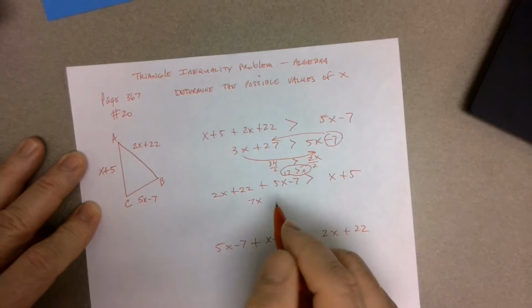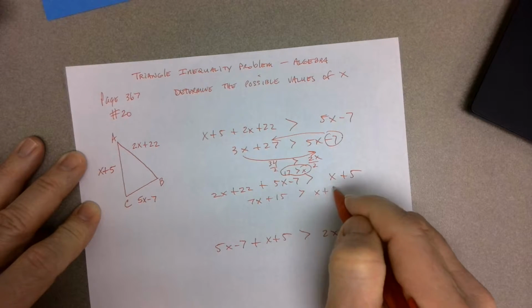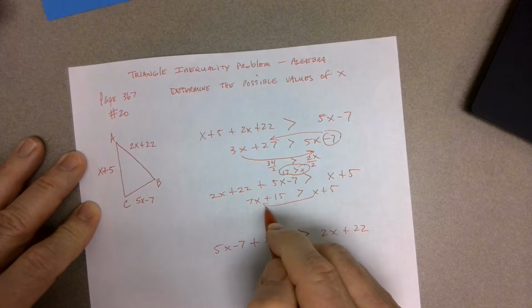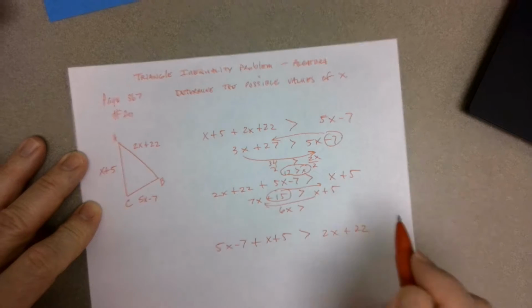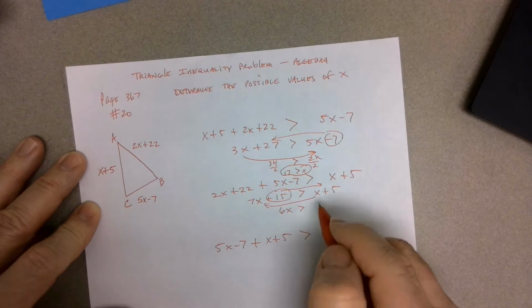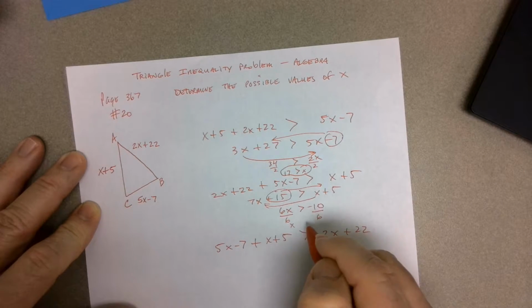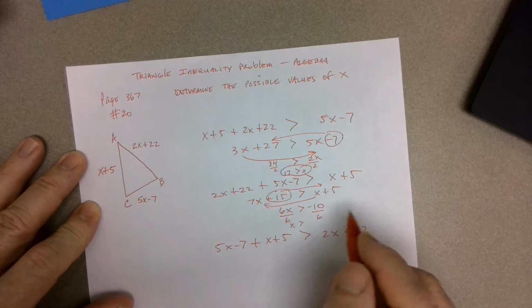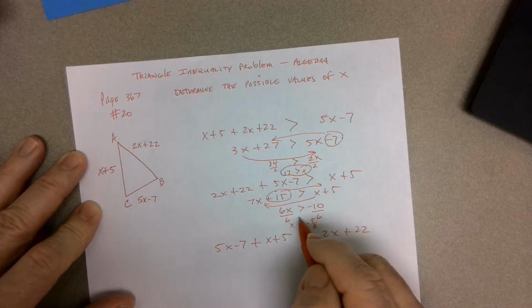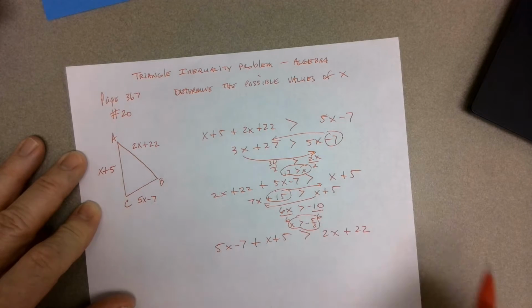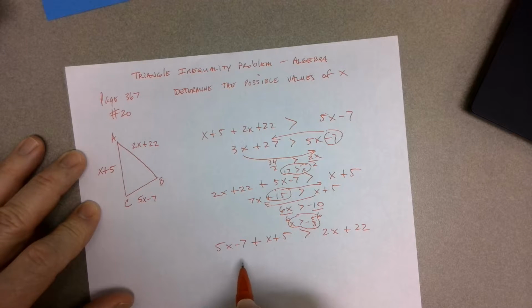This would be 7x plus 15 is greater than x plus 5. I would move the smaller x and get 6x is greater than, this turns into minus, so that would be minus 10. Divide by 6. X is greater than, this is a negative 5/3. Interesting. Wonder if we could have a triangle side that's negative. Probably not. I'm going to solve this last one.